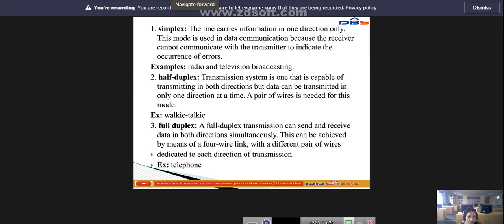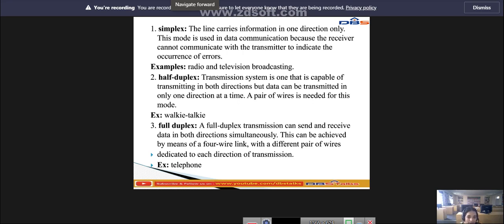An example is radio or television broadcasting. Why am I giving this example? Radio or television only gives the information to the user. The television and radio are the transmitters, and the people who are listening and gathering that information are the receivers. The receiver doesn't communicate back with the television or radio.